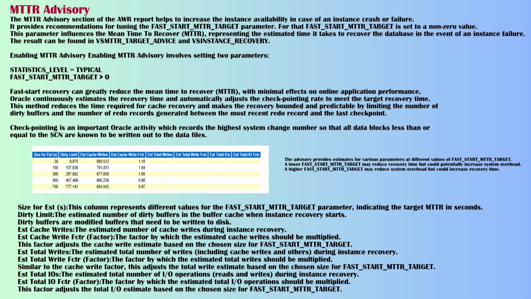If you are investigating issues with slow log file sync and slow commit times, then you may want to also check if the MTTR Advisor is slow. It may affect redo performance.